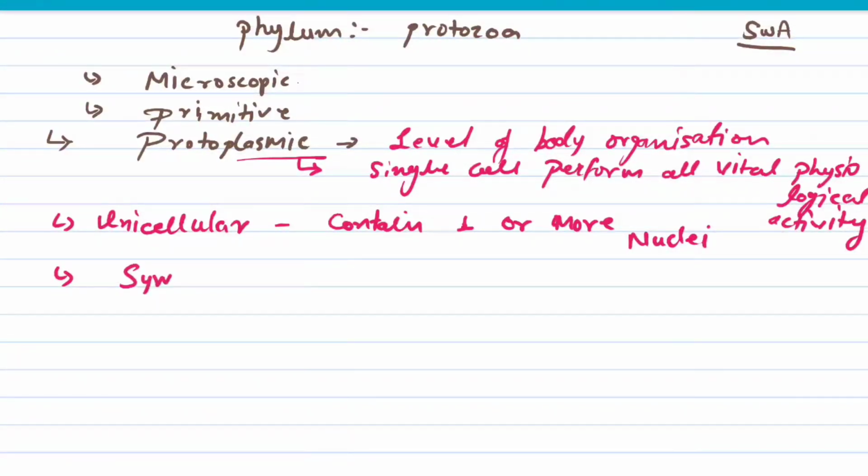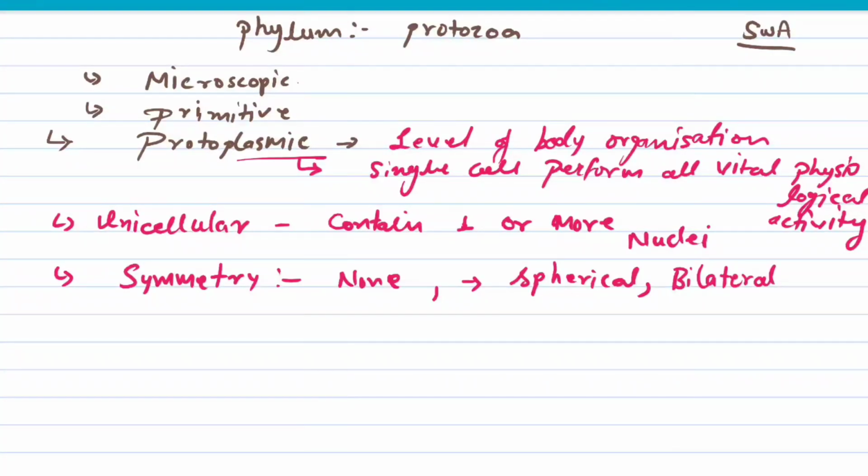Then if we talk about symmetry, symmetry may be present or may be absent. If present, it may be spherical, like in Volvox, Radiolaria and Heliozoa. Bilateral symmetry may also be present, like in Plasmodium, and radial symmetry may also be present in a few protozoans.